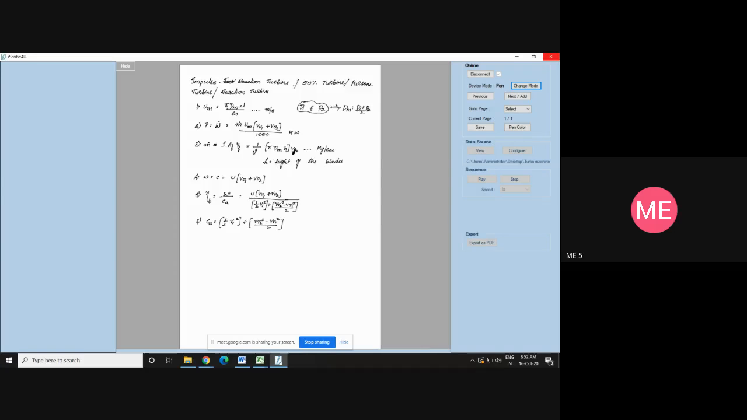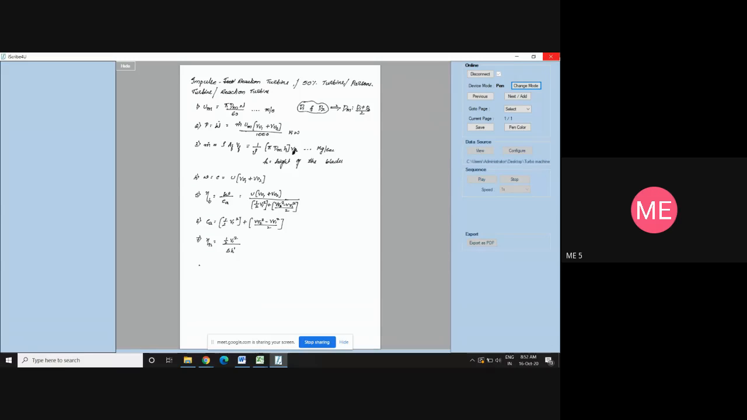Next, nozzle efficiency as usual. Efficiency of nozzle is equal to half into V1 square divided by delta H dash. That you already know how to find out, delta H dash is to be taken from the steam table. I hope you know how to take this.